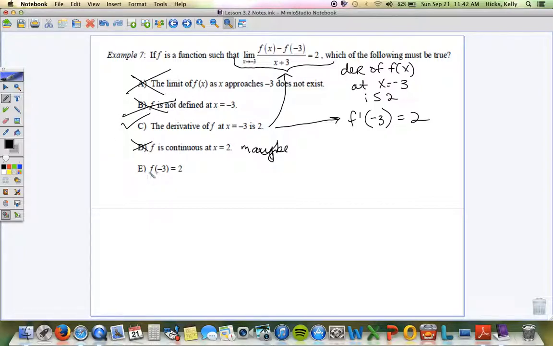All right, now look at E. F of negative 3 equals 2. That is not the derivative at negative 3 equals 2. That's the original function value at negative 3. There is no information through all of this that tells me what the function value when x equals negative 3 is. I have no idea. So again, this is one of those that might be true, it might not, but if I have to say for sure whether it's true, I'm going to say no. The only thing I can say for sure is true is C.